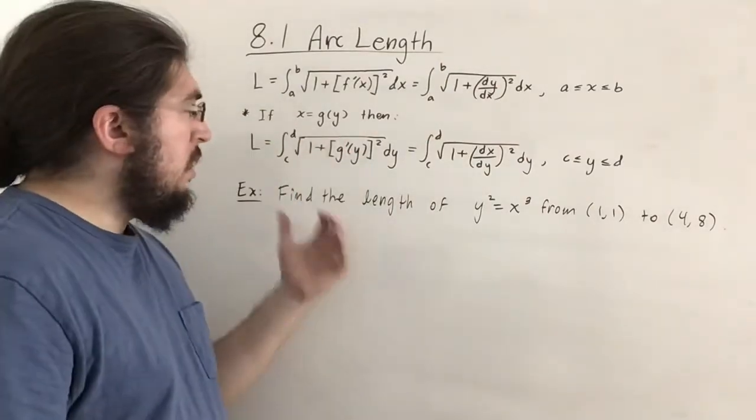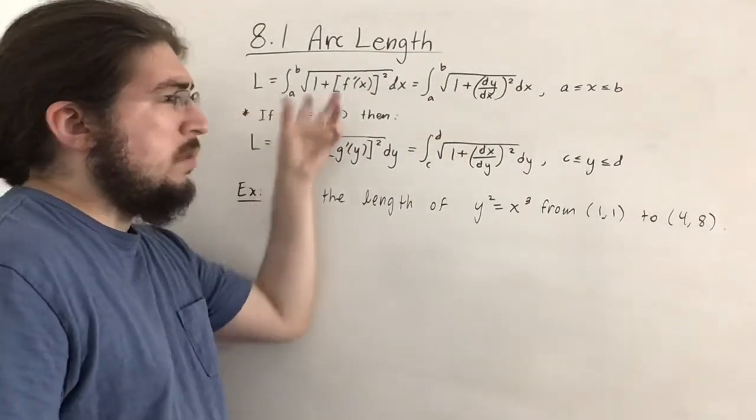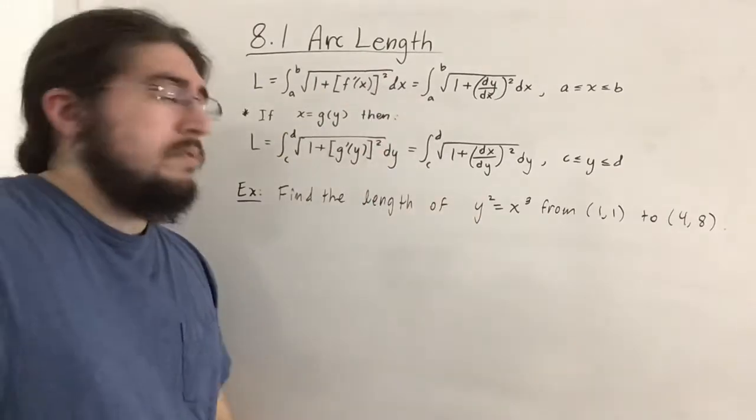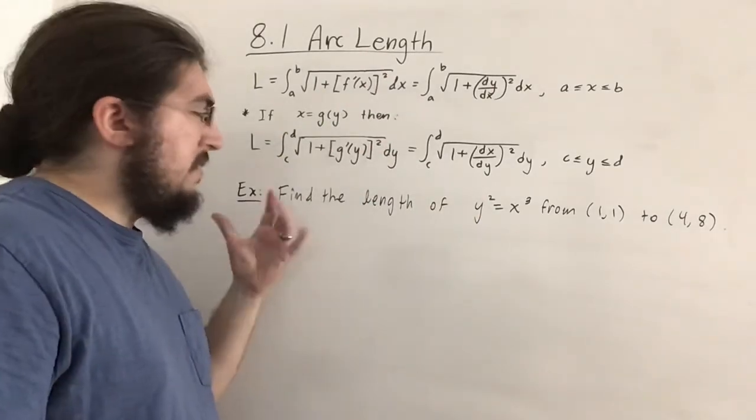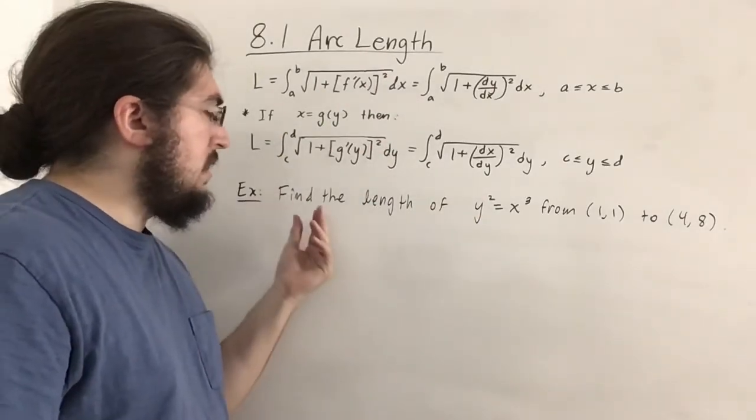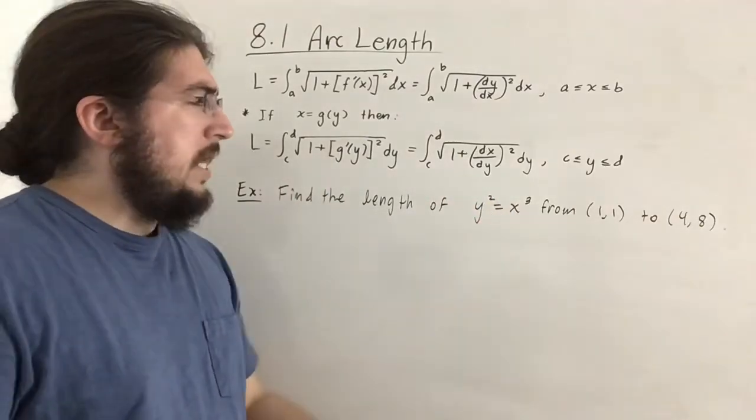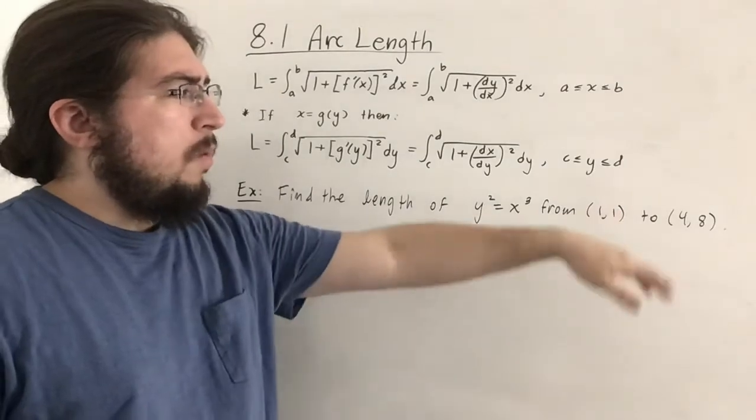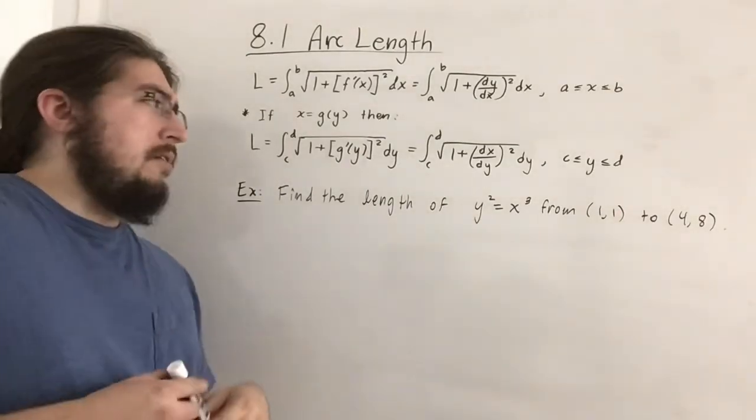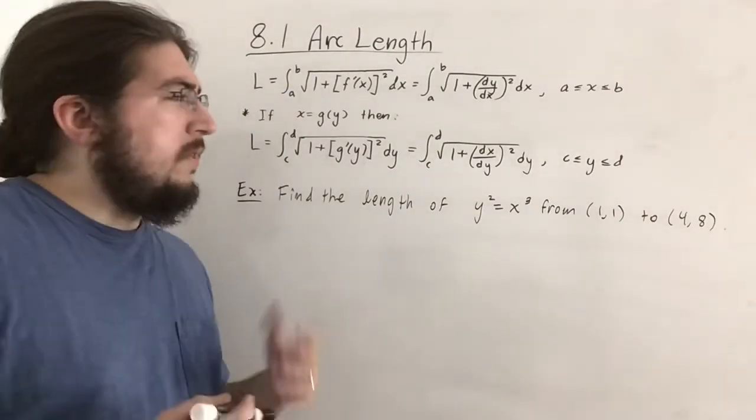In fact, what you can do in that case is just switch x's and y's and you get the same formula. Now here we have an interesting type of problem where we are asked to find the length of this weird expression, y squared equals x cubed, from (1, 1) to (4, 8). Now, generally this is a little more than something you'll see.